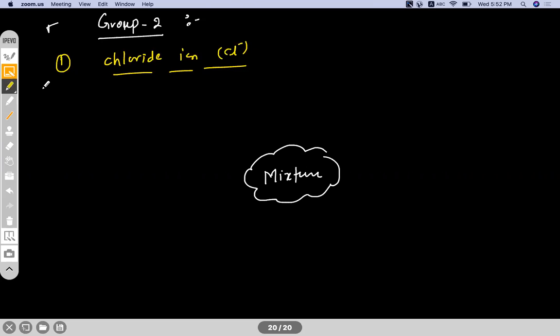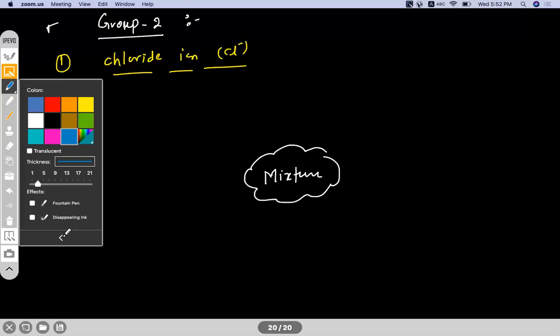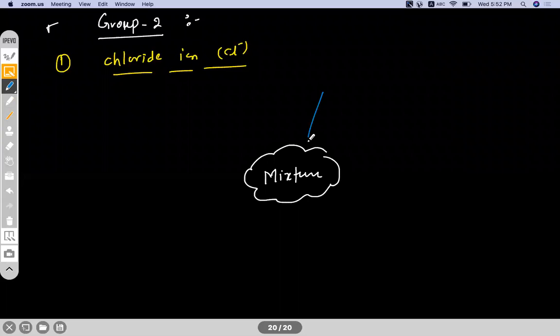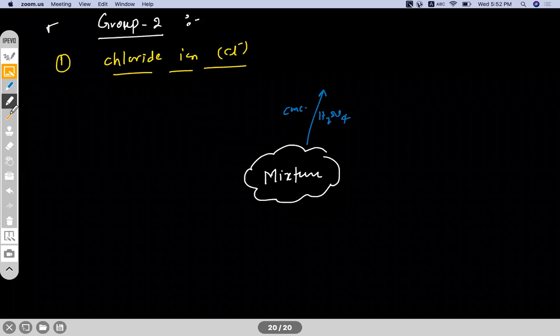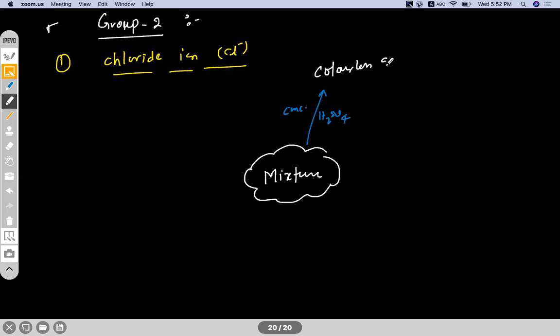And in this mixture, one of the ways is, we add concentrated H2SO4. The product we get here is a colorless gas with a pungent smell. All these are for the detection of chloride ion. This is the result we have, which confirms the presence of chloride ion, that is understood.